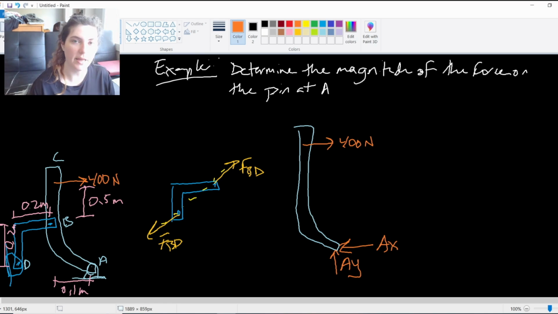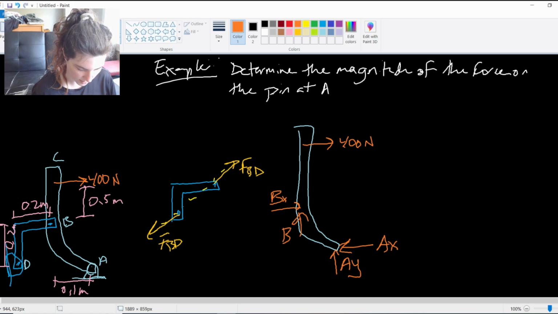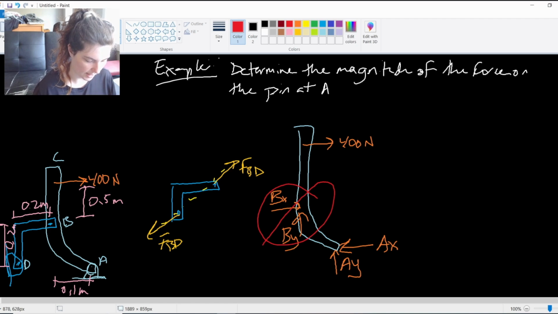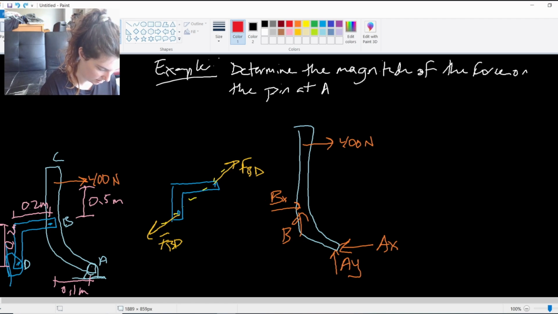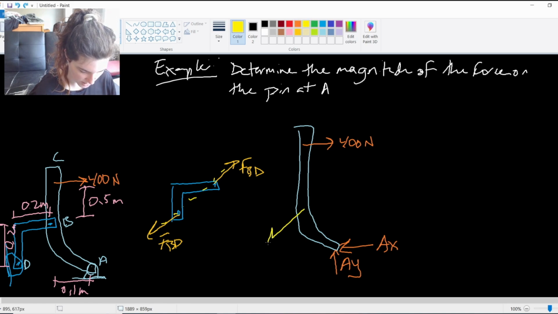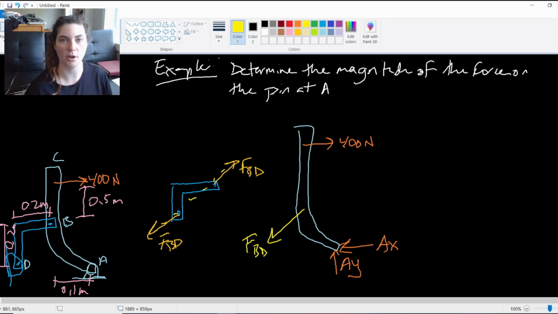And then from that pinned connection at point B, instead of having a BX and a BY, I'm not going to do that, right? I can just put in my force BD. I can represent it as just this force BD, kind of like a tension force coming off of it, right? If it was a rope pulling on it.